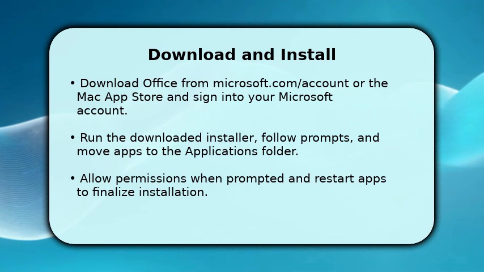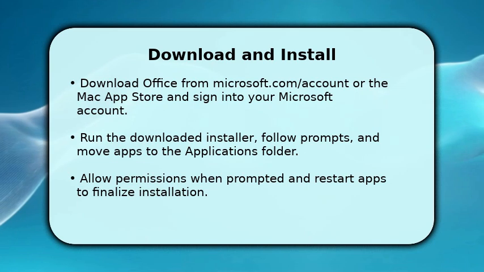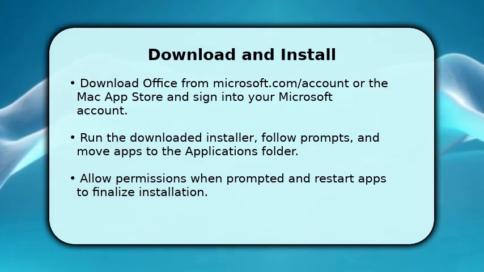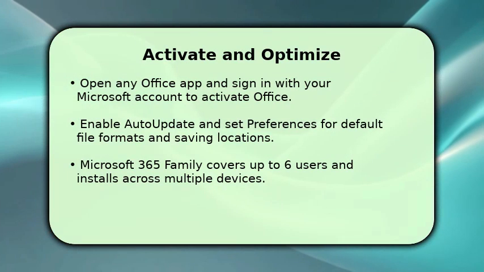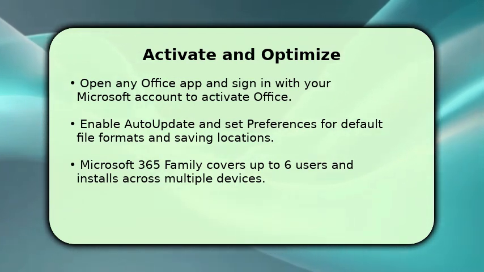When prompted, move Office apps to the Applications folder and grant permissions in System Preferences. Restart any open Office apps to finish setup. After installation, open Word or Excel and sign in with your Microsoft account to activate Office. If you have Microsoft 365, your subscription will activate features automatically upon sign-in.